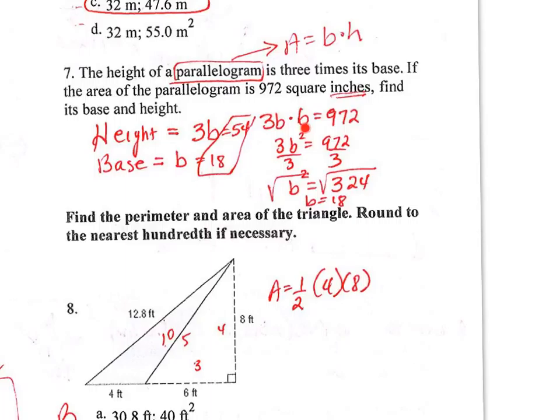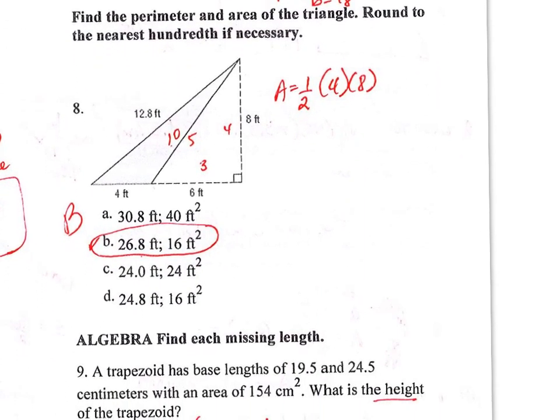When you multiply b times b, that is b squared. Then you divide by 3, it's 324, and then you get the square root of that. So the base is 18. Then since the base is 18, multiplied by 3, that gives you 54. So the base is 18, the height is 54. And don't forget to put the unit of measure, which is inches. Okay. So now we're going to go to number 8.